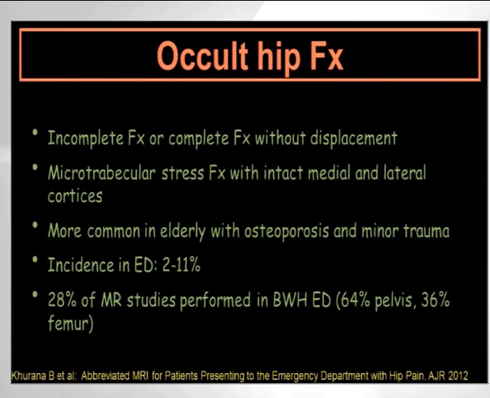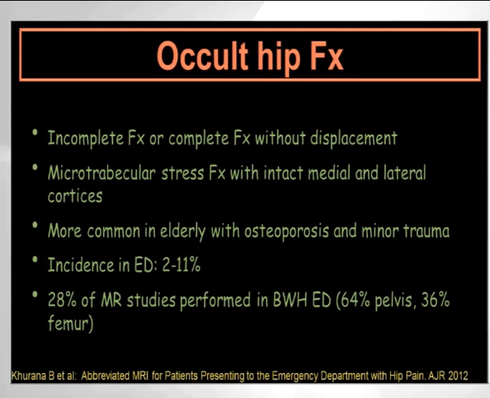So what exactly is an occult hip fracture? It's an incomplete fracture or complete fracture without displacement. It could be a microtrabecular stress fracture with intact medial and lateral cortices. It's more common in elderly with osteoporosis and minor trauma, and I find this a trap for radiologists, because ER is not really worried about fracture because there is no significant trauma.